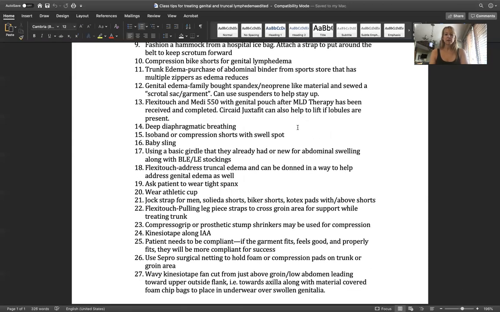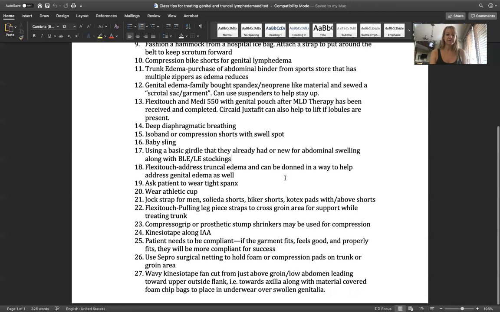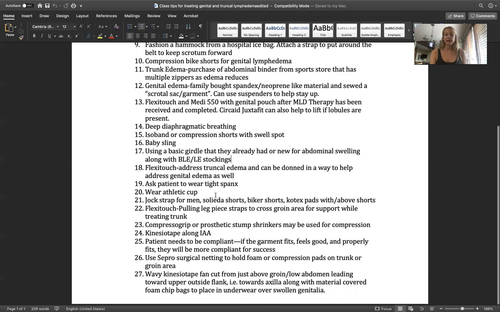Certainly there are compression devices and FlexiTouch and other devices that could be used, Velcro garments, deep belly breathing, also baby slings. Those cloth baby slings can be used sometimes and fashioned to lift an abdominal panniculus in some cases. Athletic cups can be modified or sewn differently for scrotal edema. Sometimes it takes some seamstress skills, but that can be a little bit more cost effective than some compression garments.